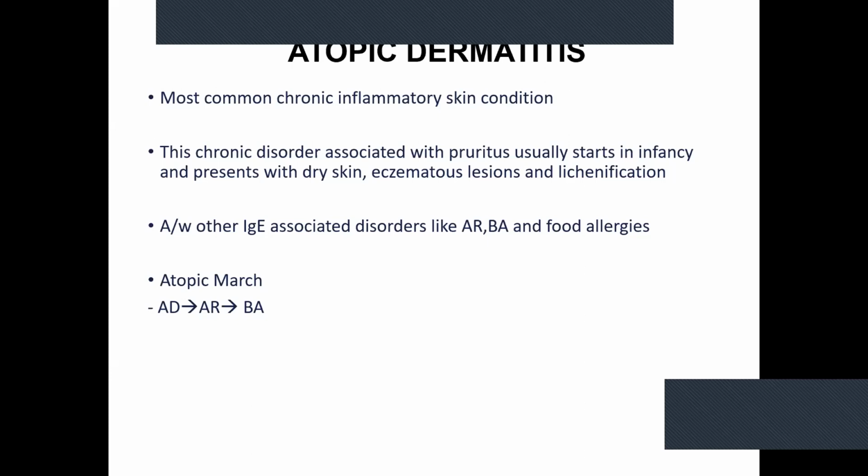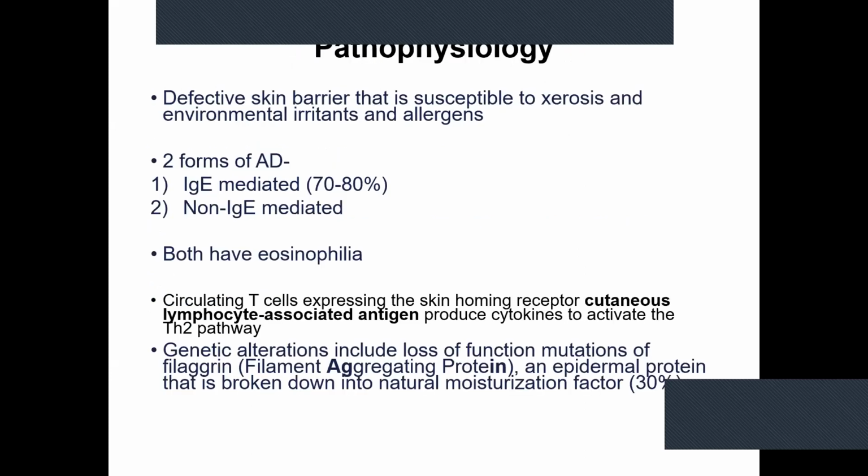The pathophysiology here is a defective skin barrier that is susceptible to xerosis and environmental irritants and allergens. It can occur via IgE-mediated, which is the most common and seen in the majority of cases, whereas it can be non-IgE mediated also. Both of them have eosinophilia. The circulating T cells expressing the skin homing receptor, cutaneous lymphocyte-associated antigen, produce cytokines to activate the T helper 2 pathway. Also, there are genetic alterations found due to loss-of-function mutations of the filaggrin gene, an epidermal protein that is broken down into natural moisturizing factor.